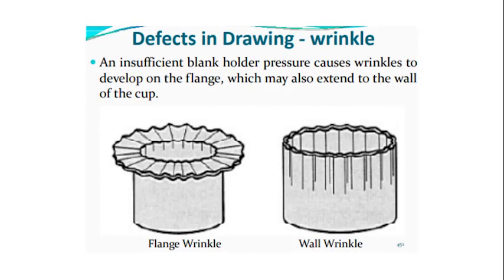Now, these are very important things for deep drawing, that is, defects. Defects in drawing: first is wrinkle. Suppose there is a blank holder by which you are holding your blank, the workpiece. If it is insufficient or not appropriate, it will cause wrinkles. It will cause wrinkles in your flange and also in your wall.